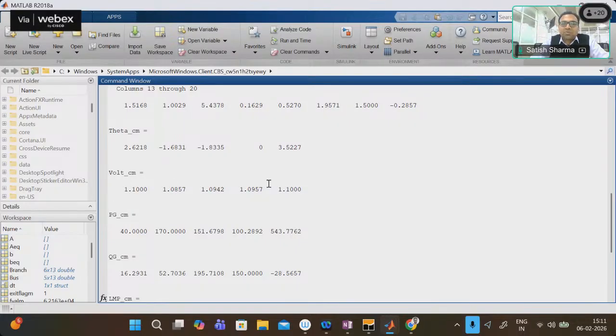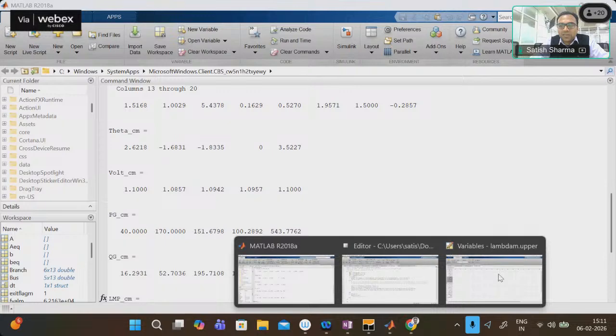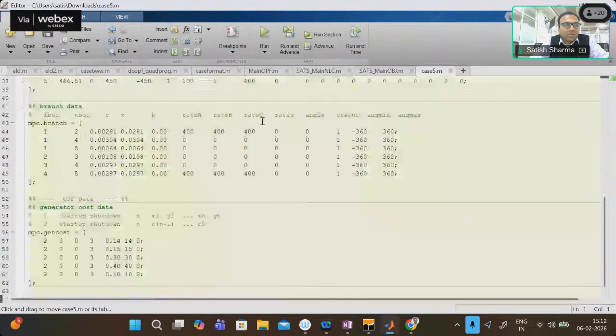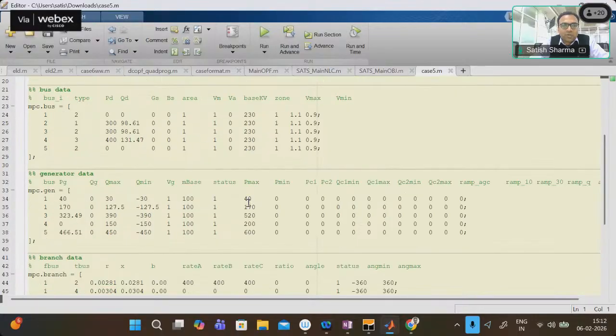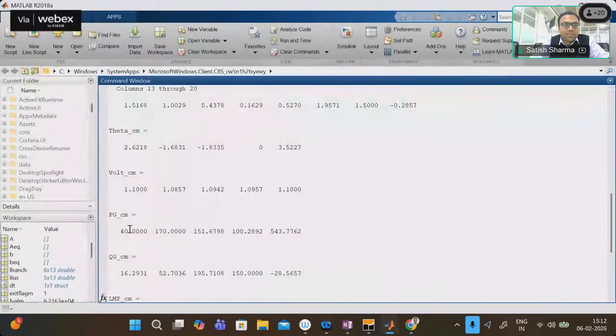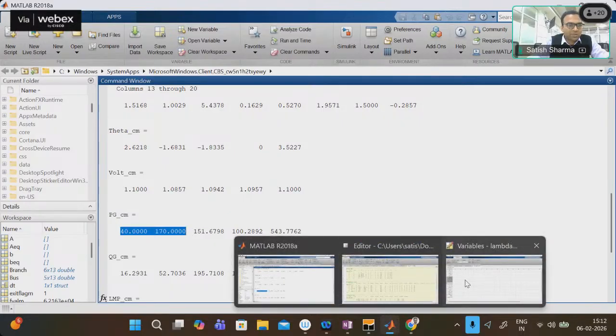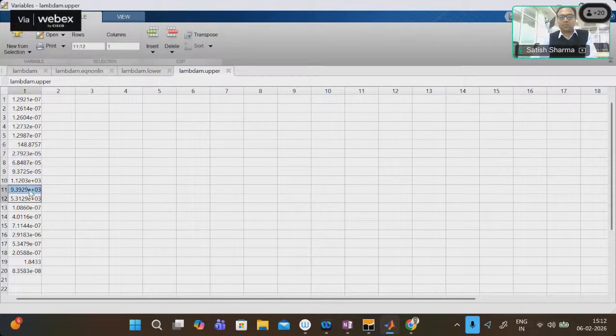Now, if you look at the next five variables, they were PG, and these two are again restricted to the maximum limit. If you see the data file, the maximum the generators can produce is 40, 170, 520, 200, and 600. By looking at this, I can simply say that these two are at the limits, whatever the maximum limit is. So I should get non-negative dual variables for these two. So the 11th and 12th also have a large value for the dual variables with respect to the P1 and P2 maximum limits.